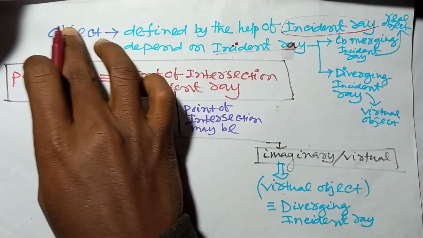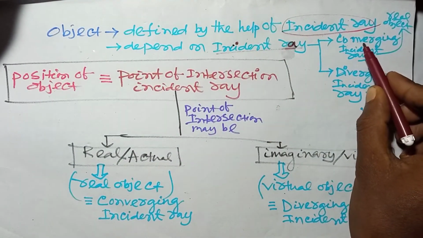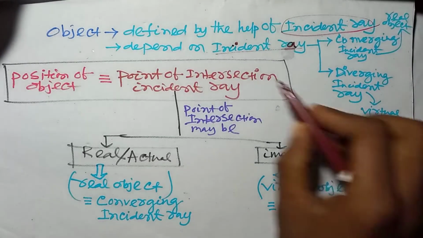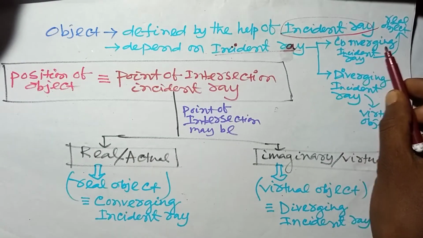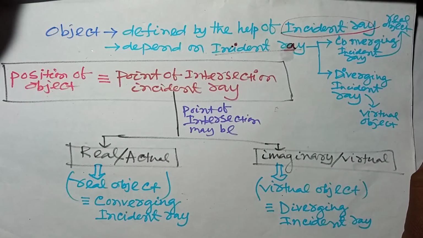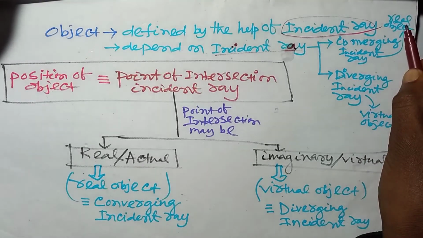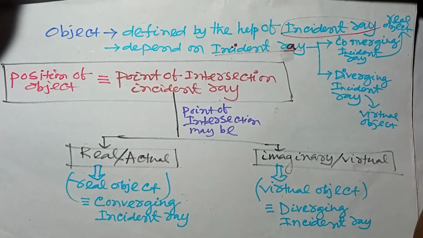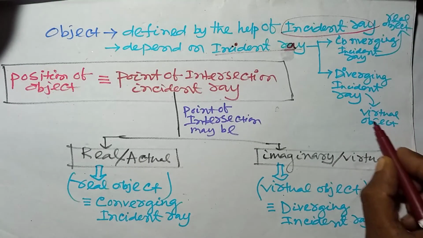This incident ray can be of two types. It can be converging incident ray or diverging incident ray. Incident rays are of two types: converging in nature or diverging in nature. In case of converging incident ray, the object will be your real object. And in case of diverging incident ray, your object will be virtual object.